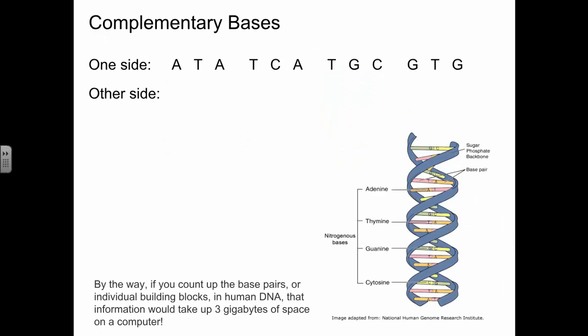So as an example, here I have some DNA bases, A, T, A, T, C, A, etc. If this is one half of a DNA molecule, what letter is going to be here? T. Apples and trees. What's T going to go with? A. What's A going to go with? So the complementary bases for these three are T, A, T. How about the next three complementary bases?